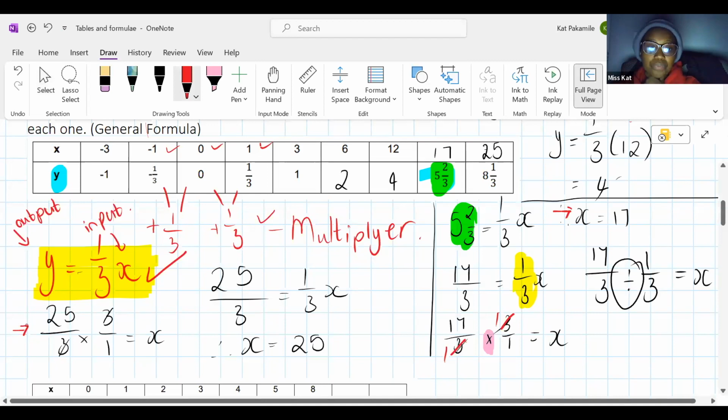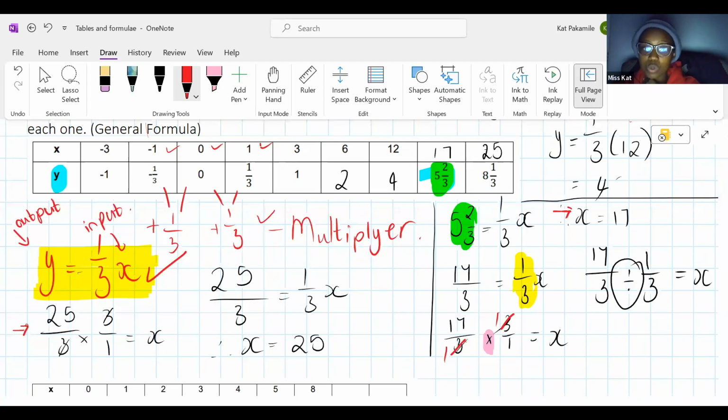Divide by 1 over 3 on both sides. That's how you get rid of this times 1 over 3. Divide by 1 over 3, and then we tip and times. So the 3 in the denominator will cancel out with the 3 in the numerator. Do you see how we got 25?